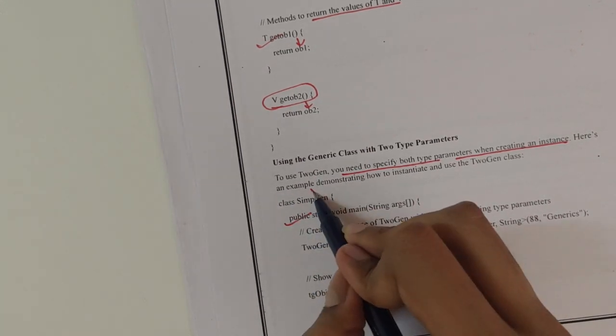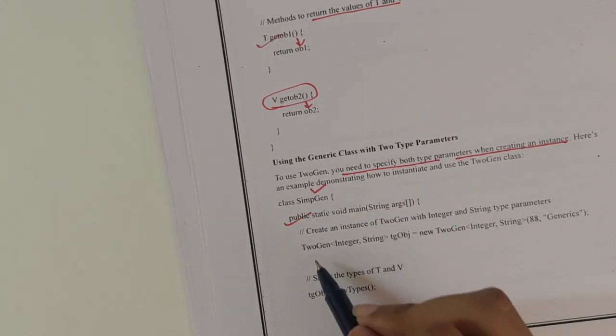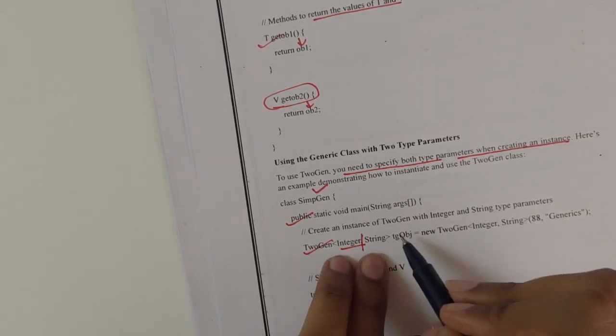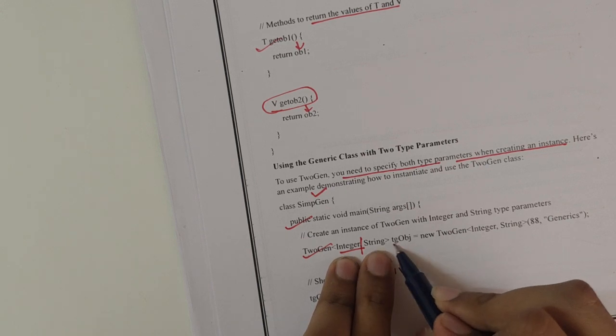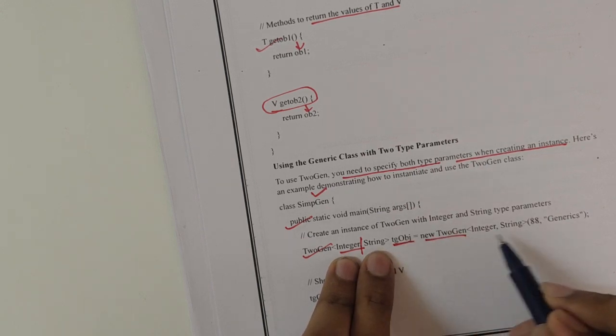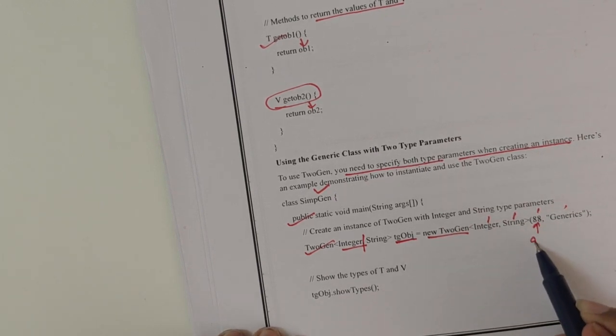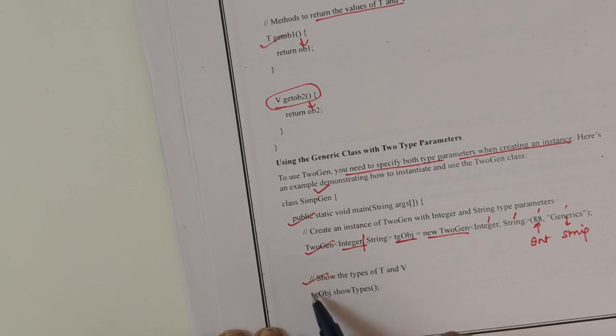Public static void main, creating a class called SimpleGen2, TwoGen<Integer, String>. We have seen that two wrapper classes have been taken. This is the object equal to new TwoGen of Integer, String, 88, Generics. This 88 is for Integer, this is for String. Now we are showing the types. For showing the type, this is the method: tgObj.showTypes.